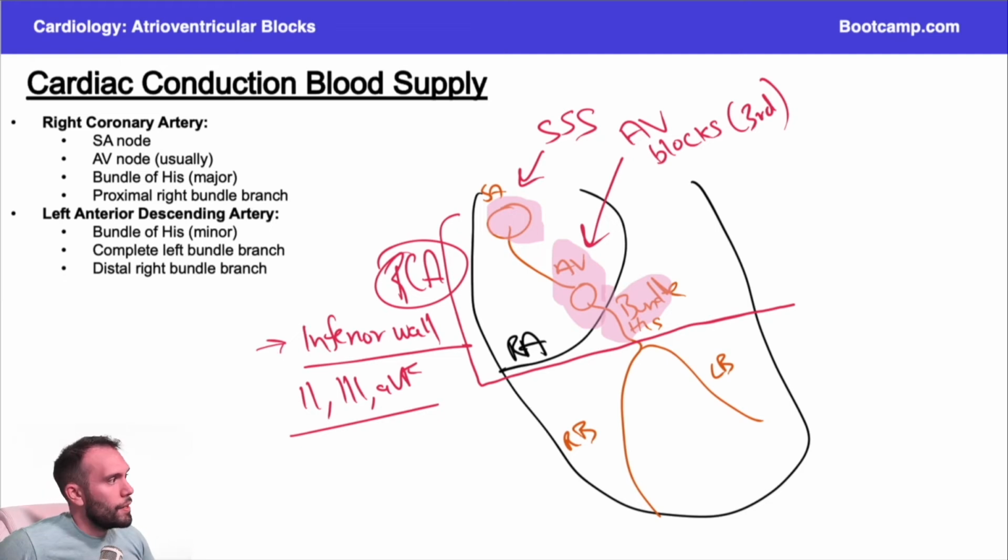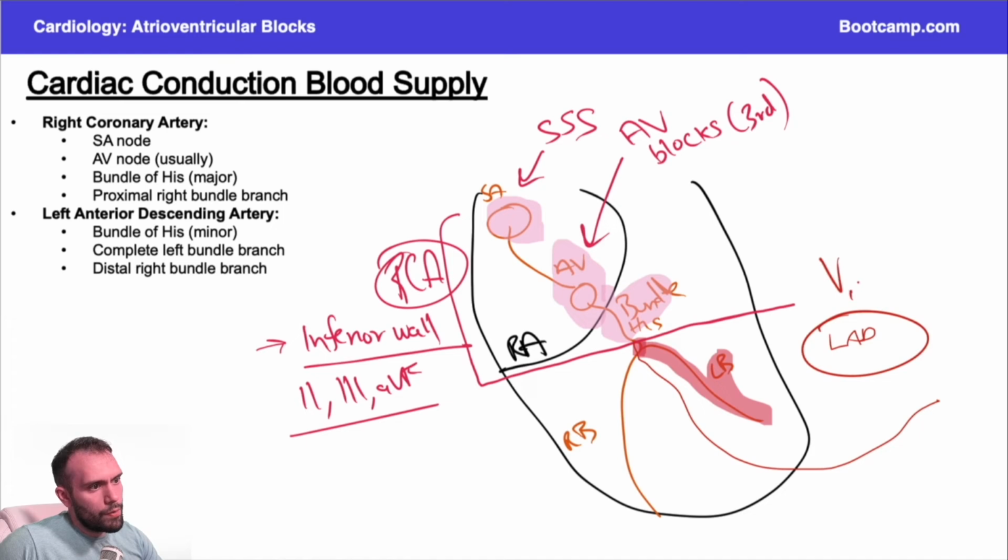the venous system. The other piece here in terms of blood supply is the LAD, the left anterior descending artery, which typically can supply the distal portion here of the bundle of His, and then it will also supply the complete left bundle here. So this is all usually going to be LAD. Now, I left the right bundle out. I'll come back to that in a second. But this whole region here is going to tend to be the LAD.